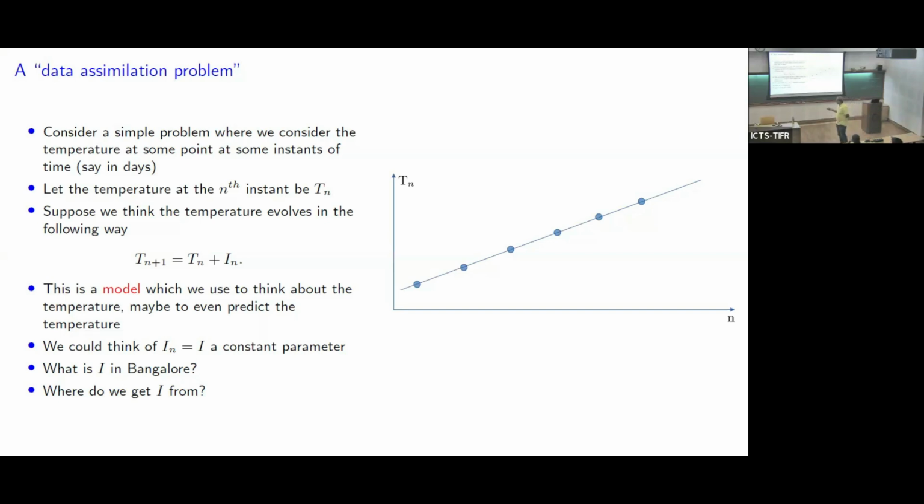I have a question for you: where do you get this I from? We are thinking about temperature like this, so temperature increments every day by this amount I. Where do you get I from? Have you come across any such problems in your field? Given this kind of model for how we are thinking about temperature, if I say that this In is some constant, how can I find I?